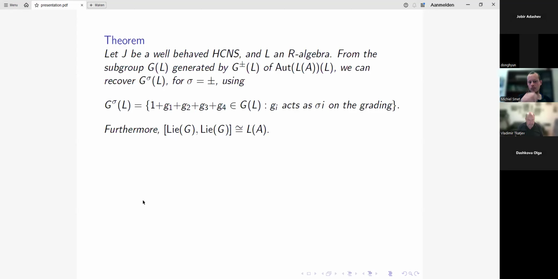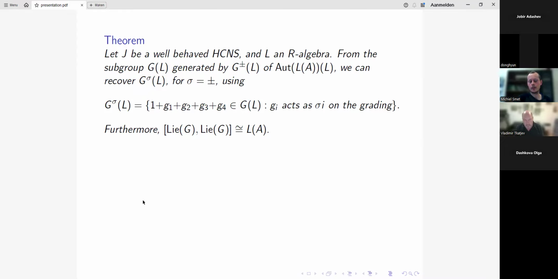So now we come close to a sort of main theorem, namely if J is a well-behaved Hermitian cubic norm structure, and we look at a scalar extension L, we can look at the subgroup G of L generated by G plus of L and G minus of L, and these form a subgroup of the automorphisms of the Lie algebra where the scalars are extended to L.